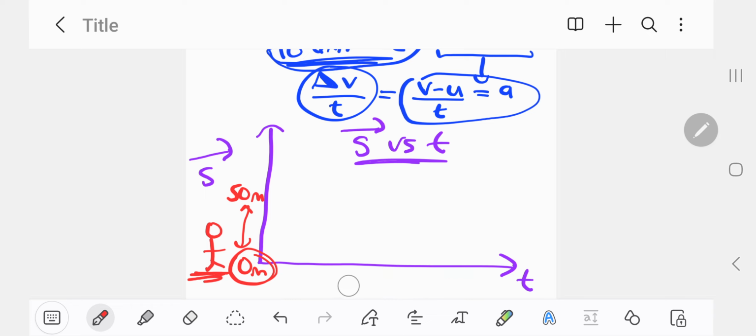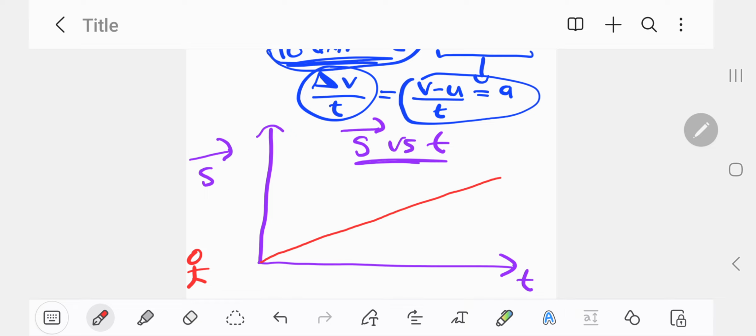Let me give you another scenario. So once again, imagine someone doing something. Suppose you have a graph like this. Okay, a linear trend, a line with a slope. What does this mean? This means you are moving at constant velocity.